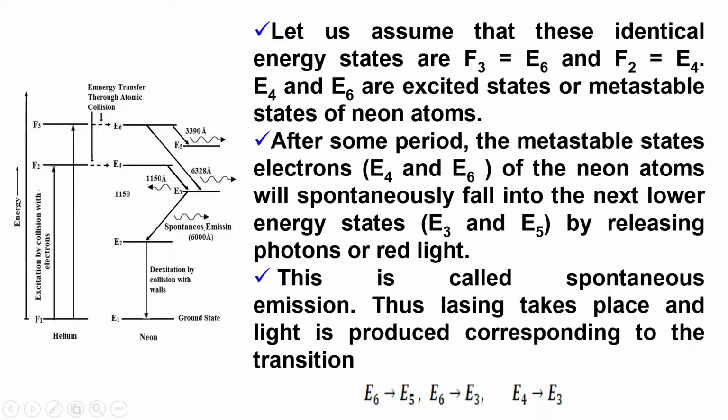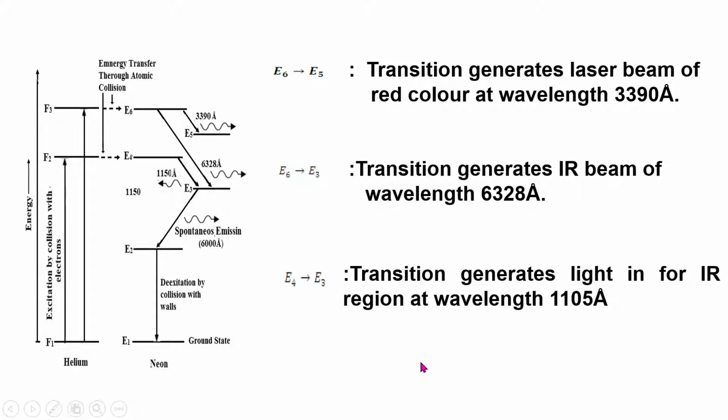So we can see here. Now during these transitions, there is some radiation of light. Corresponding to these transitions, during the transition from E6 to E5, the laser beam of red color is generated, having the wavelength 3390 angstrom unit.